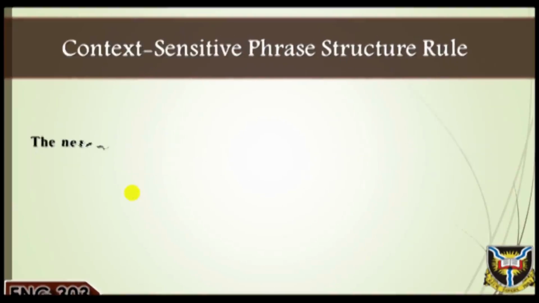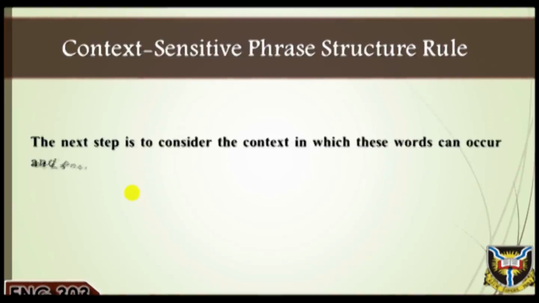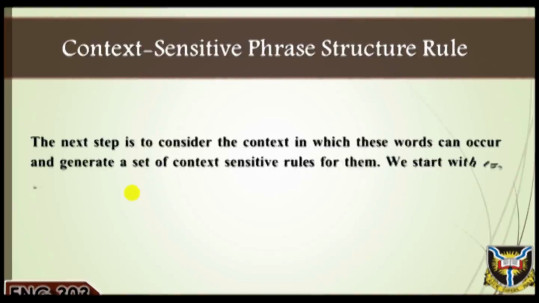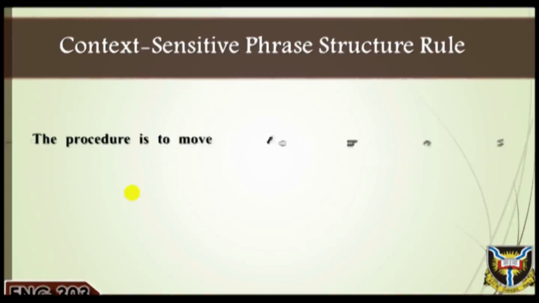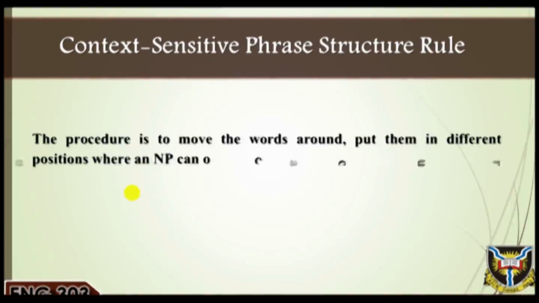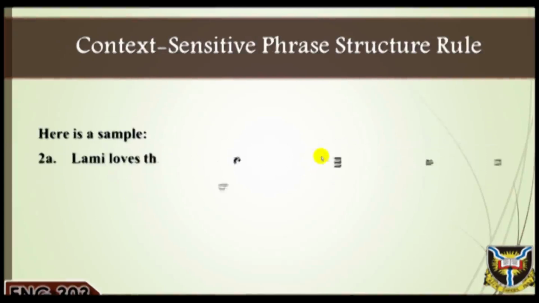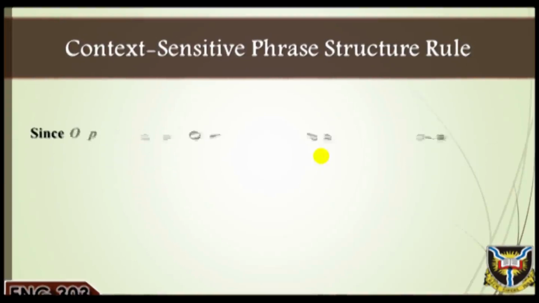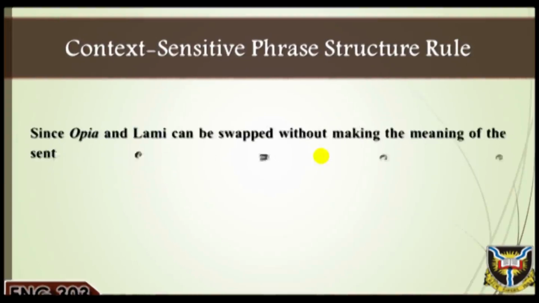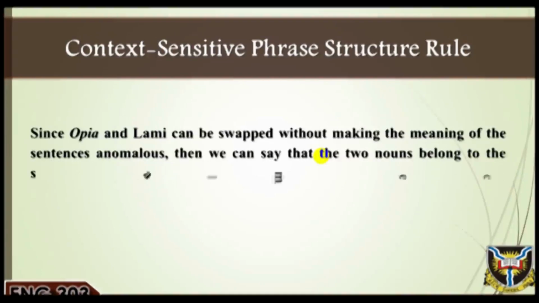The next step is to consider the context in which these words can occur and generate a set of context-sensitive rules for them. We start with the nouns. The procedure is to move the words around, put them in different positions where an NP can occur, and see if they make sense. Here is a sample. A. Lami loves the man. B. Opia ate rice.